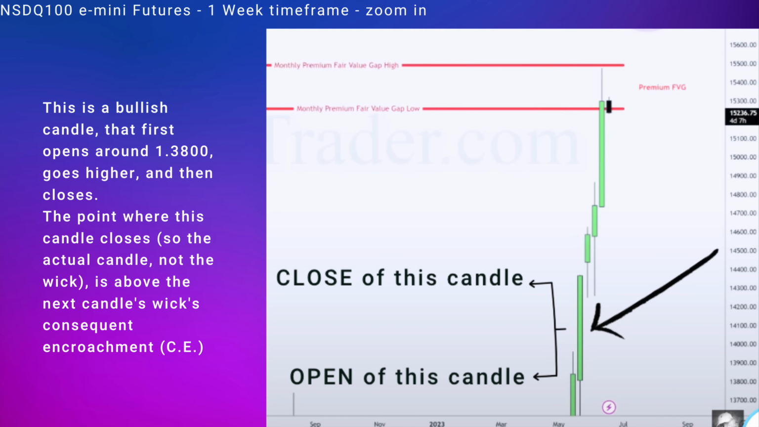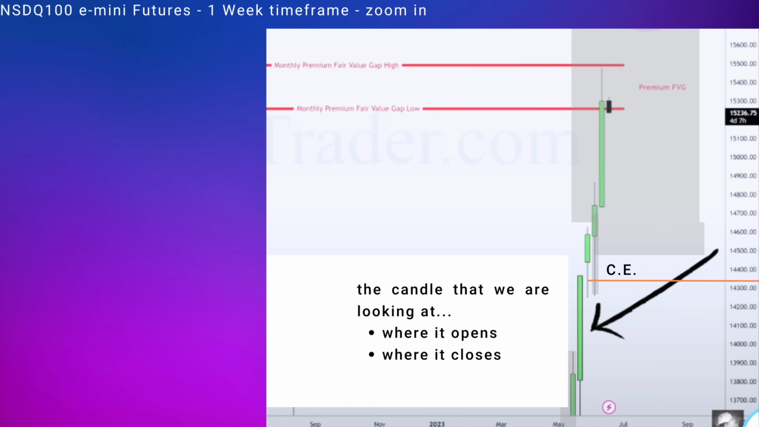So we're looking at the actual candle, we're not looking at the wick. And we can see that the point where this candle closes is above the next candle's wick. And so the next candle's week's consequent encroachment. So let me explain it again in my own words. The candle that we are looking at, that still has that big black arrow pointing at it, let's look at that candle, where it opens and where it closes.